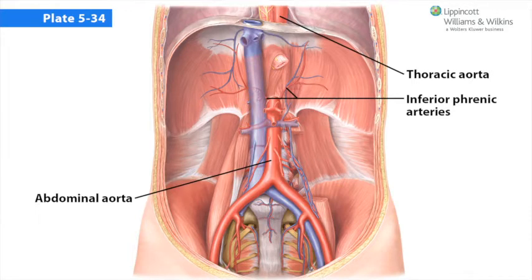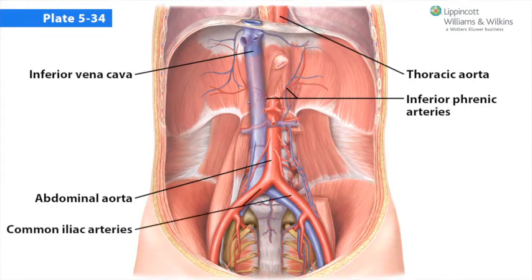The abdominal aorta runs along the bodies of the lumbar vertebrae to the left of the inferior vena cava and bifurcates into the left and right common iliac arteries at about the level of the body of the fourth lumbar vertebra, which corresponds to the level of the iliac crests.